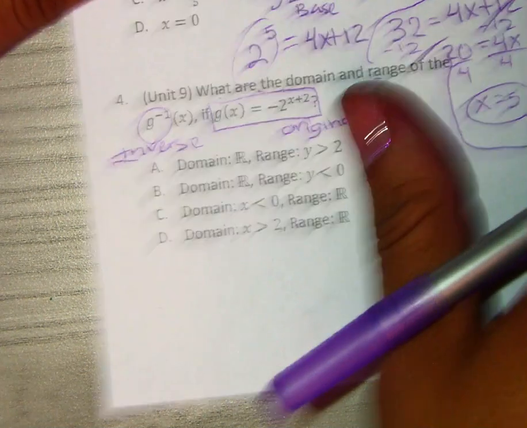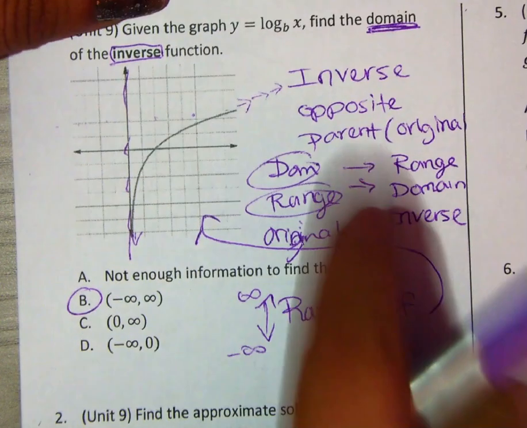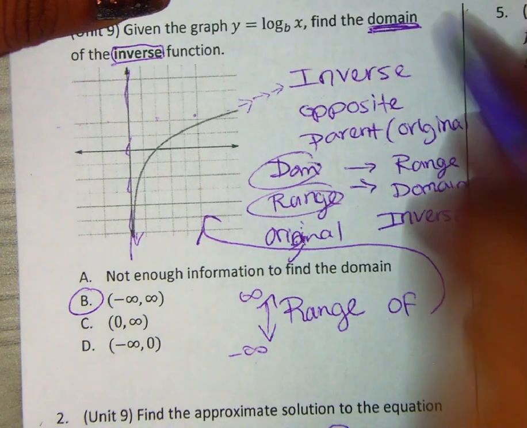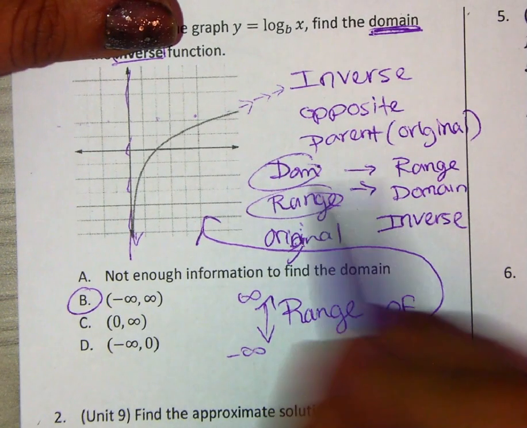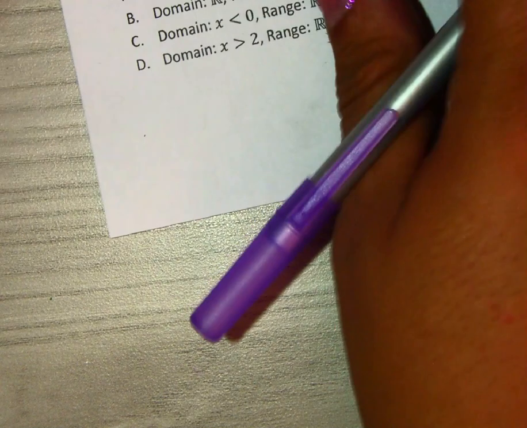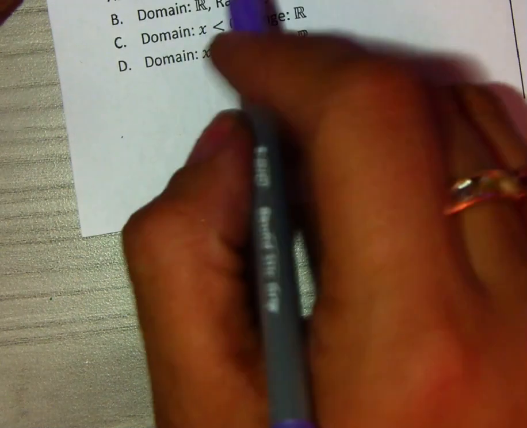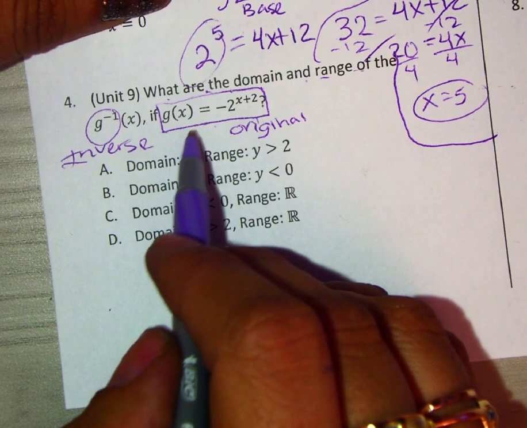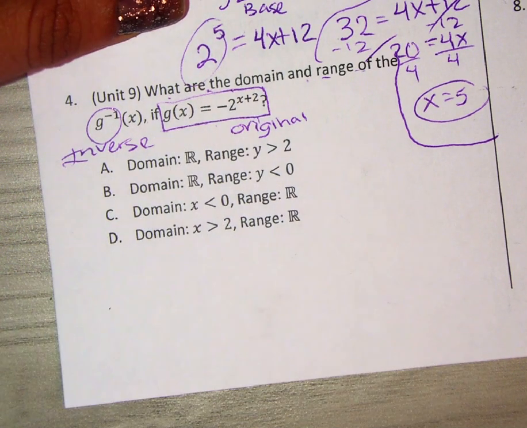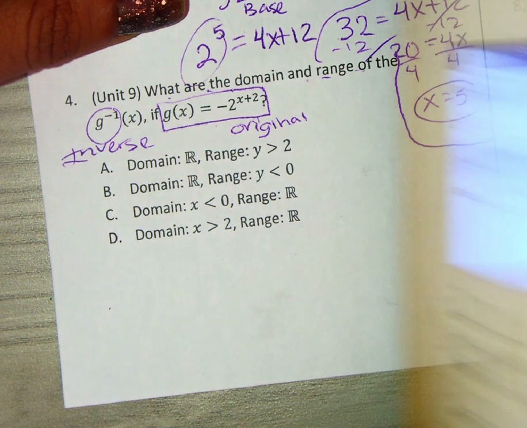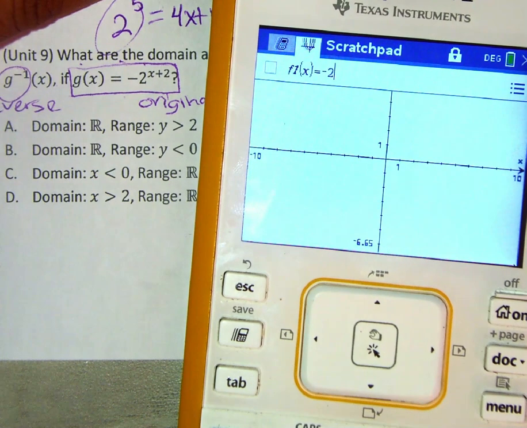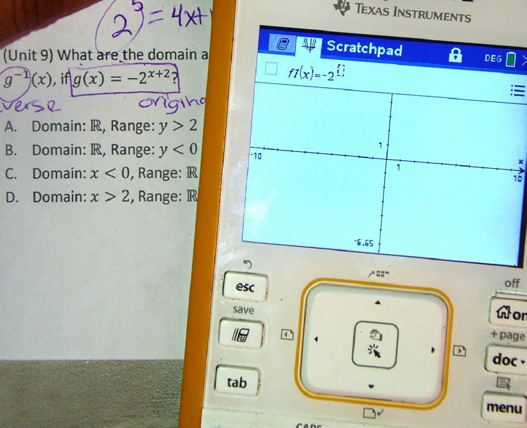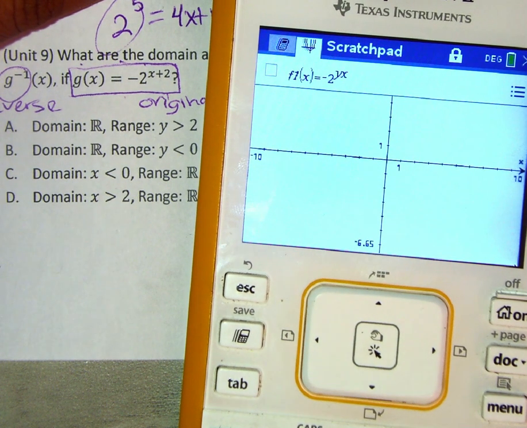So one thing we can do here is rewrite this and mathematically do the inverse, or we can do what we did on number 1, which is recalling that inverses are the opposite of the original graph given, and domain and range are opposites from those. I think the shortest way here is to just graph this and then identify the inverses of the domain and range. So I'm going to type it in, -2 to the power of x plus 2.